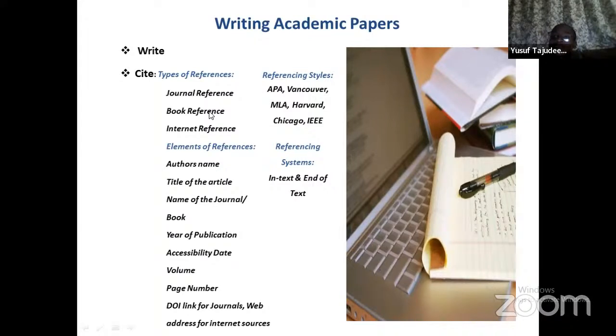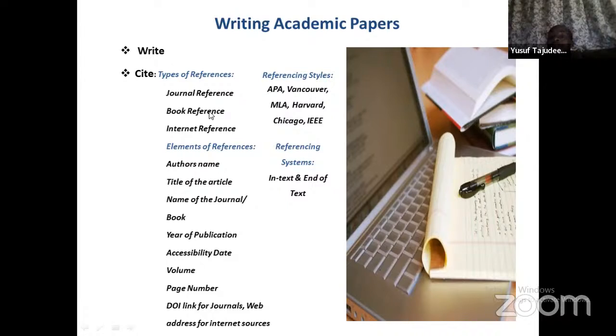What do we mean by desk rejection? You submit it and the editor evaluates it and sees that this particular author is not adhering to the journal formatting style, then it will just be rejected straight. In 5 to 10 minutes, the paper will be rejected. So what are the referencing systems that we have?